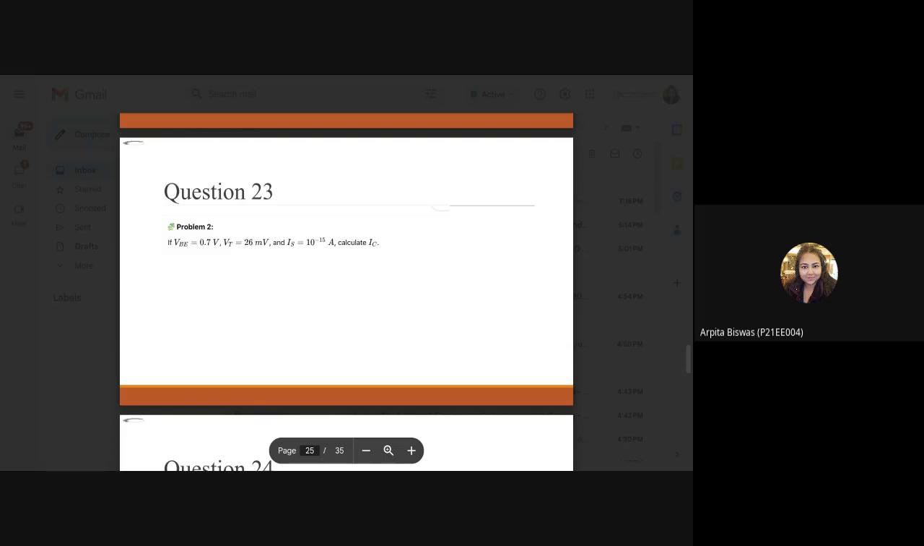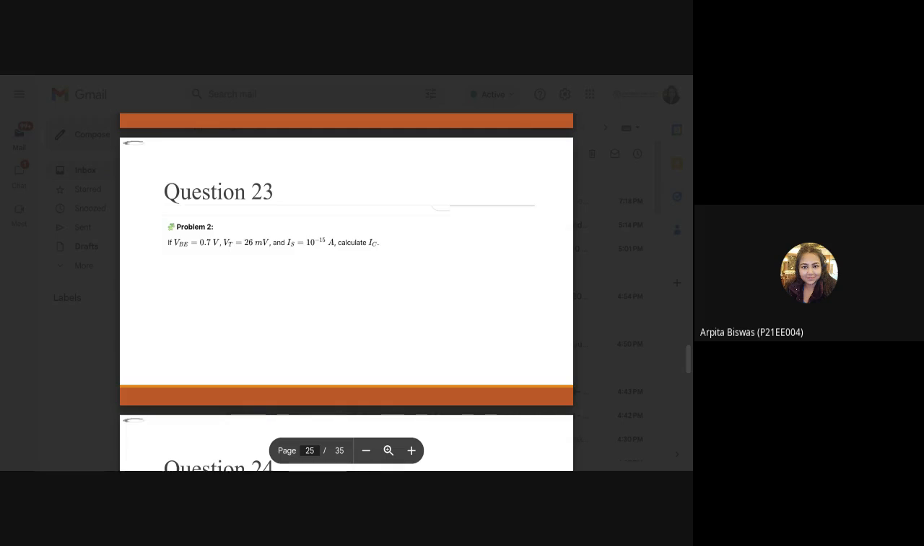And now calculate it. Right. 10 to the power minus 15 into e to the power what is the value of this 0.7 by 0.026? It is e to the power 26.92. So what is the final value of it? Like 10 to the power minus 15 into 5.4 into 10 to the power 11. Okay. So the final value is 0.54 milliamps.